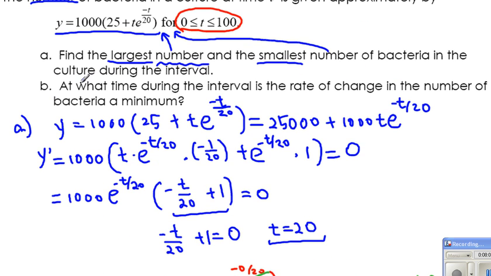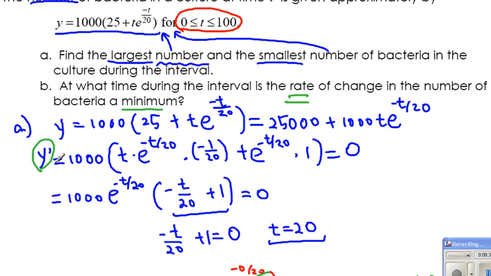Right. Now let's go for B. At what time during the interval is the rate of the change minimum? Now, we're not talking about the number being the minimum, but the rate being minimum. That means rate is found by y prime, but y prime has to be the minimum. That means we have to find another derivative from this given y prime.